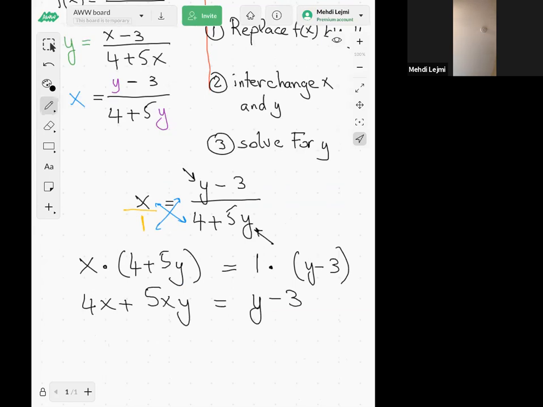Now, how do you solve such an equation? You want to solve for y. You have y on the left side and y on the right side. So first thing to do is to move all the y's to the same side, and then you move everything else to the other side. So I'm gonna keep the 5xy on the left side. I have this y on the right side, so I'm gonna move it to the left side. So here, subtract y, subtract y.